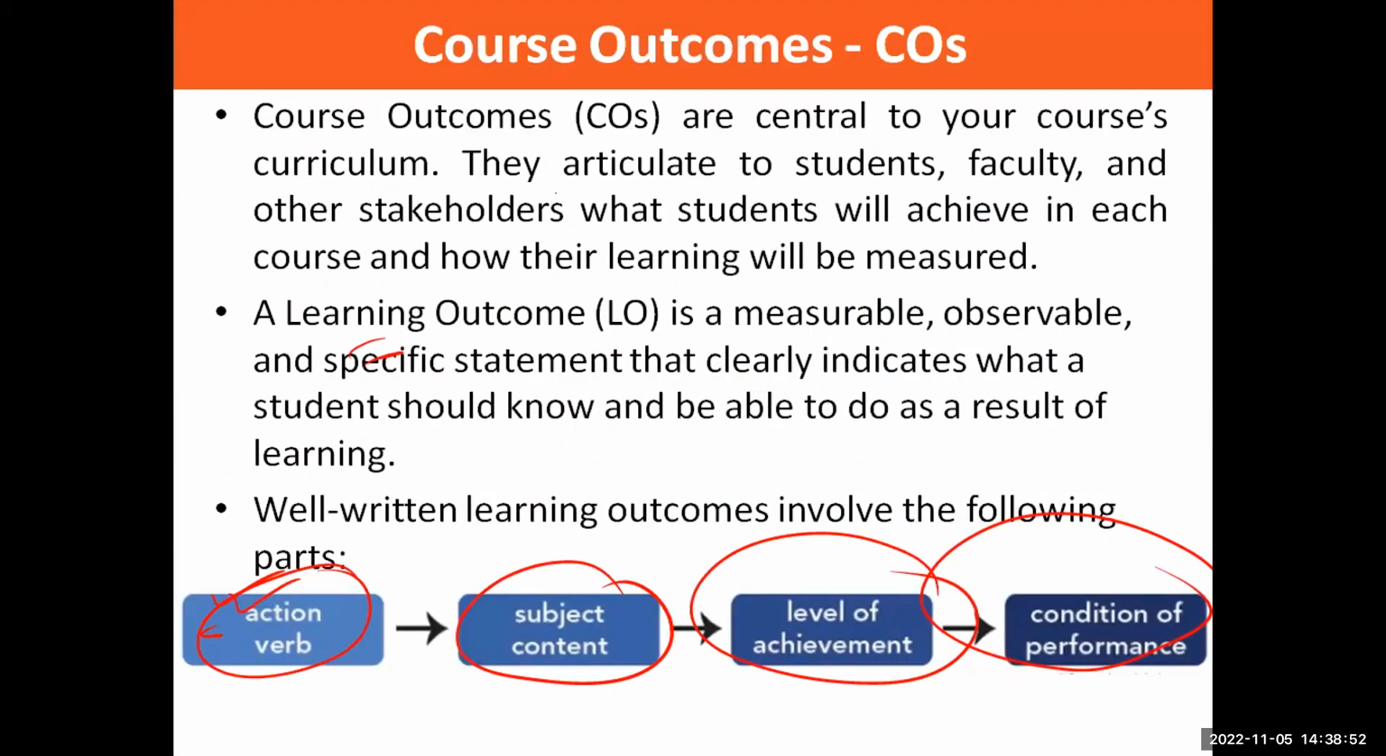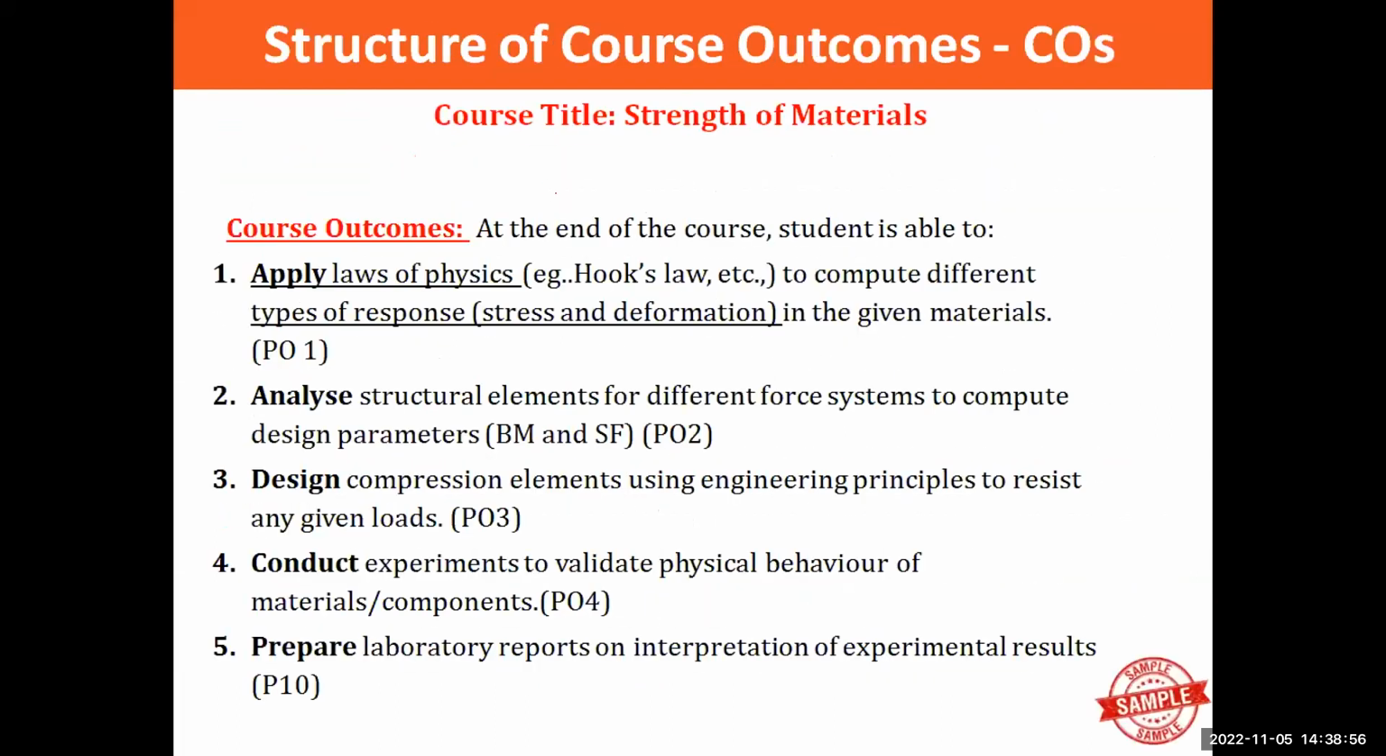the level of achievement, the subject content and the action verb. So I'm coming back again. Here you can see that apply is the action verb, law of physics is your subject content, and to compute different types means level of achievement. And in given materials, given material is a kind of condition. Similarly, the next one could be: design compression elements using engineering principles to resist any given loads. So to resist any given loads could be a kind of condition. Using engineering principles could be the third part. Then the second part is your subject element, compression elements. Then design is an action verb. Likewise, these are the four different criteria to write the CO.